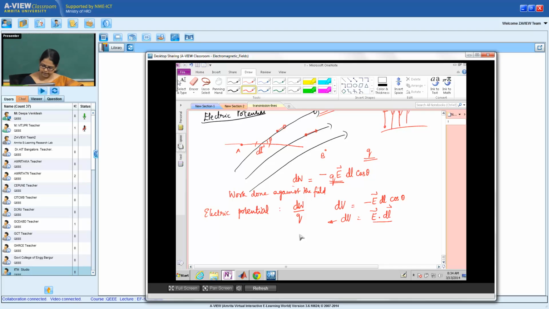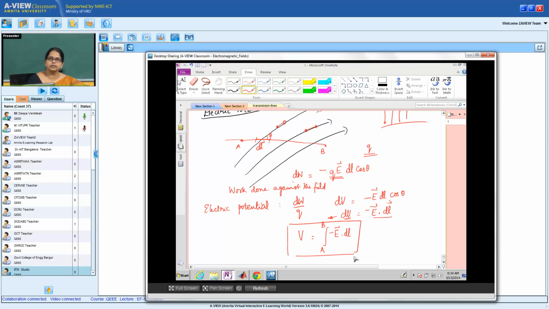So if that is the case, what will be the potential? I spoke about the infinitesimally small work done to move this charge through an infinitesimally small distance dl. So what would be the total? That is nothing but the integral of this over the line, over the path through which I am moving the charge. So this is minus the integral from A to B of E dot dl. This is the way you can define potential. Again, this is the integral form.